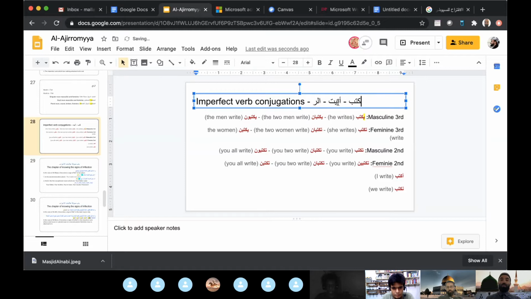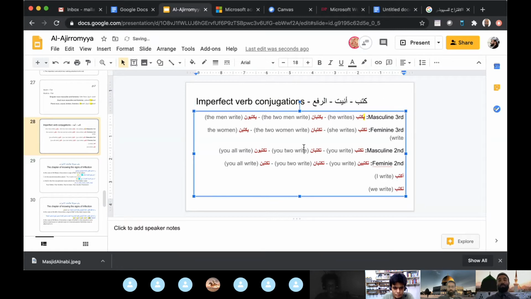So this is all for what? Al-Rafa. So this is all for Al-Rafa. What I have discussed here is Al-Rafa. But if it's Jazm, I wouldn't have said yaktubu, I would have said yaktub with sukun. I wouldn't have said yaktubani, I would have said yaktuba. I would have said yaktubu, taktub, taktuba, yaktubna.